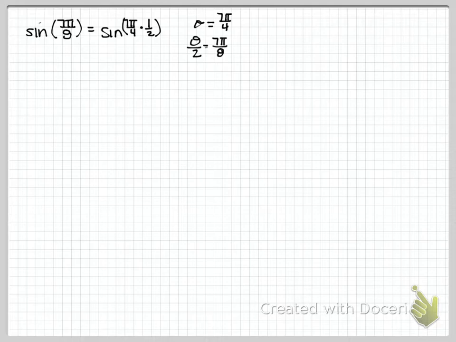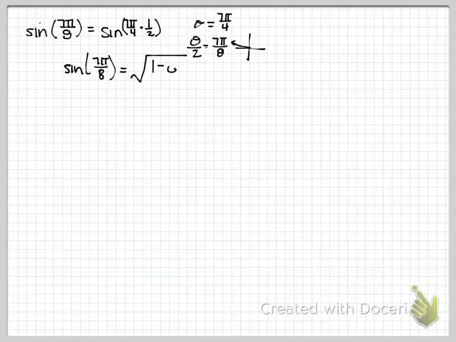And what quadrant is 7 pi over 8 in? Well, that's in the second quadrant. It's way over here. It's a little bit more down here. All right, so sine is positive there. So now let's find the sine of 7 pi over 8. It's going to equal positive square root of 1 minus the cosine of theta over 2.